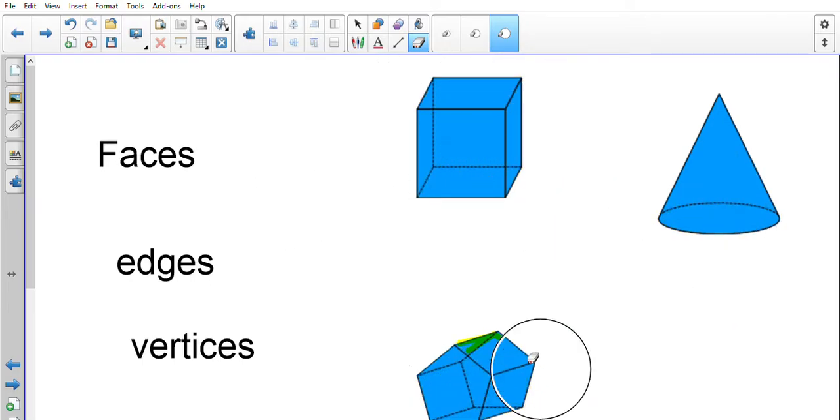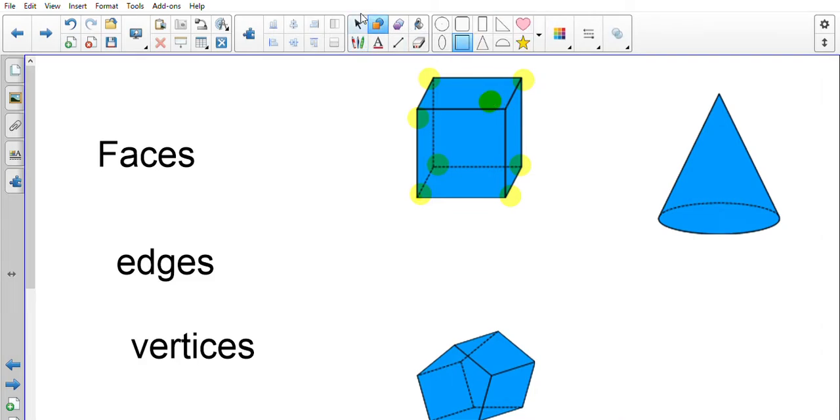The final bit that we've got here to talk about in terms of properties are going to be our vertices. Vertices are, in the 3D world, your corners, your points. So if we're going to count them up here, let's use something slightly larger. 1, 2, 3, 4, 5, 6, 7, 8. Missed that one completely. There we go. So that's an interesting one here.